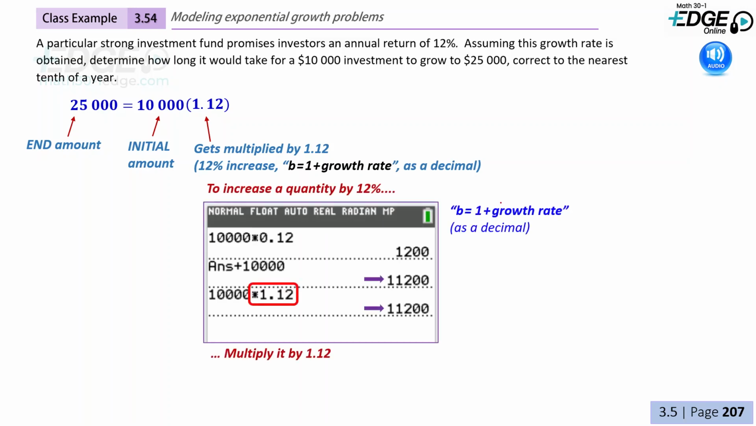And just to reinforce that, if we took $10,000 times 0.12, so 12% of $10,000, that's $1,200. And if you added that to our initial $10,000, then you would get $11,200. But a quicker, easier way of doing that would just be to multiply 10,000 by 1.12. And that will get you to the same place.